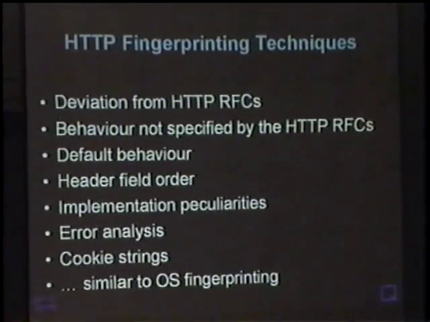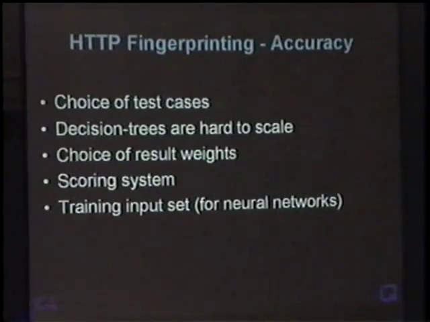So the whole approach is pretty much similar to OS fingerprinting. What we are really trying to achieve through fingerprinting is accuracy. The accuracy of your results is going to depend on the choice of test cases. In that matter, I would vote for a statistical machine as opposed to a decision tree based machine, because decision trees are hard to scale. And then, of course, a lot of accuracy depends on the kind of scoring system that you've implemented. You justify the weights that you've picked. And you need a very good training input set to train the machine. Once it's trained, it's all right. You just can't set it in the wild and let it learn.